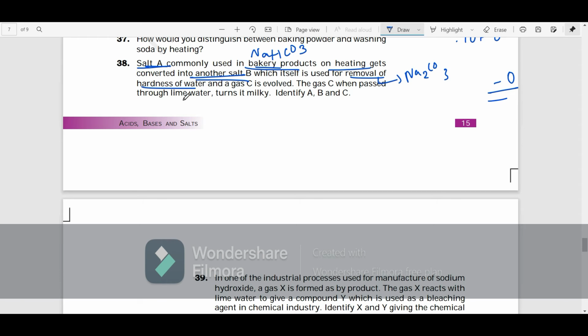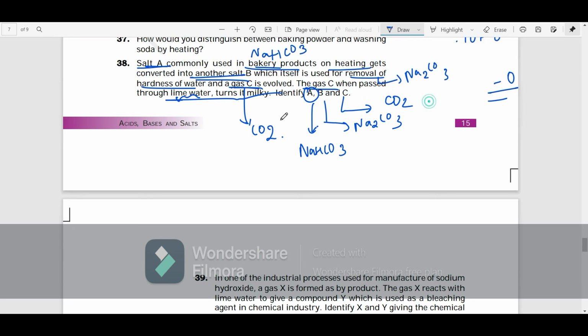Now gas C is evolved. Of course, carbon dioxide is evolved. Gas C is passed through lime water and it turns milky. Even if you don't know the reaction, because it turns lime water milky, you will immediately know that it's carbon dioxide. So we have solved the question by reading each part of it. It is NaHCO3, followed by Na2CO3, finally carbon dioxide.